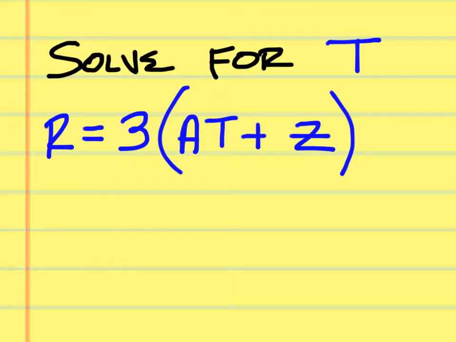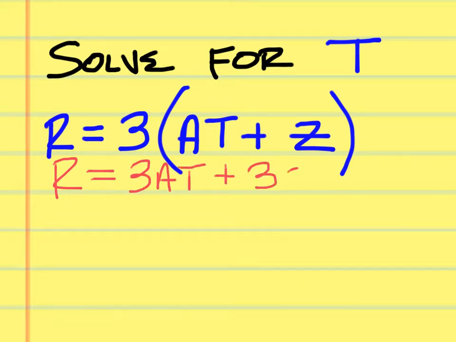Solve for t in this formula. R equals 3 times the quantity t plus z. You must be able to isolate any given variable in any formula that you're given. So we want to get t by itself. And this isn't just a matter of dividing both sides by something and then being done with it. You're going to have to get that t out from those parentheses. So let's start with r equals, and distribute the 3 all the way through.